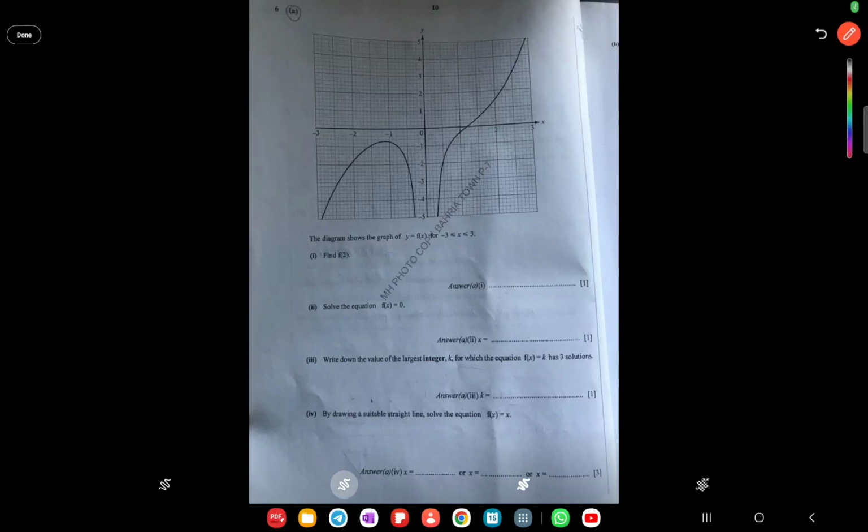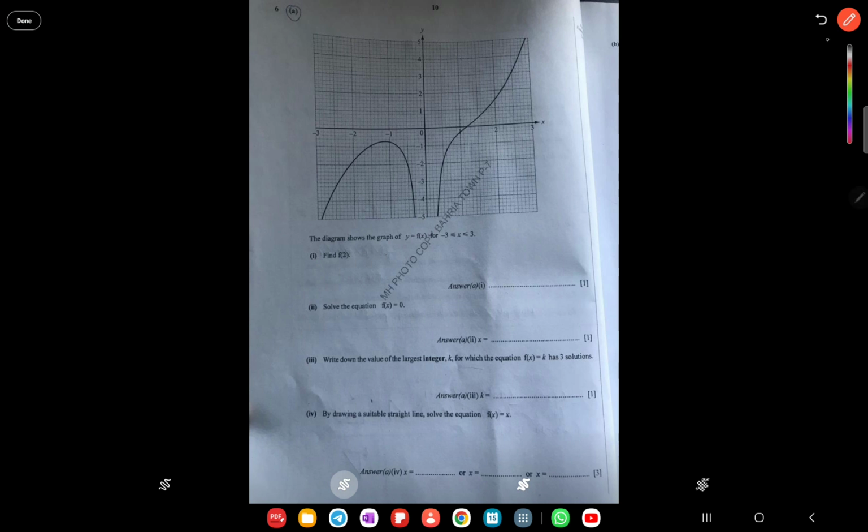Question from the past paper. It's a graph and a function topic, and we are going to do this question from the IGCSE past paper. So let's start off with the question, and this is graph. The diagram shows the graph for this function between -3 to 3.